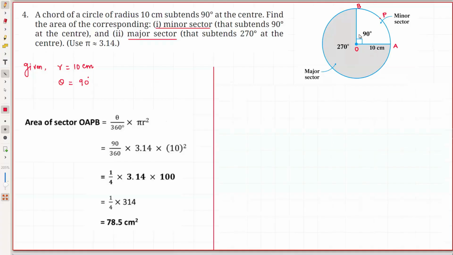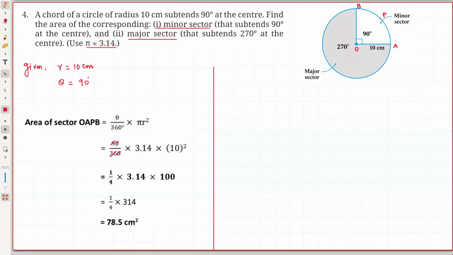Or we can go with the area of a quarter circle, that is 1 by 4 pi r square. Anyway, if you simplify this, you will get 1 by 4 only, since the zeros get cancelled and 9 fours are 1 by 4. Instead of the pi value, you have to use 3.14, the approximate value. Radius is 10, 10 square is 100. So 3.14 into 100 is 314, divided by 4.